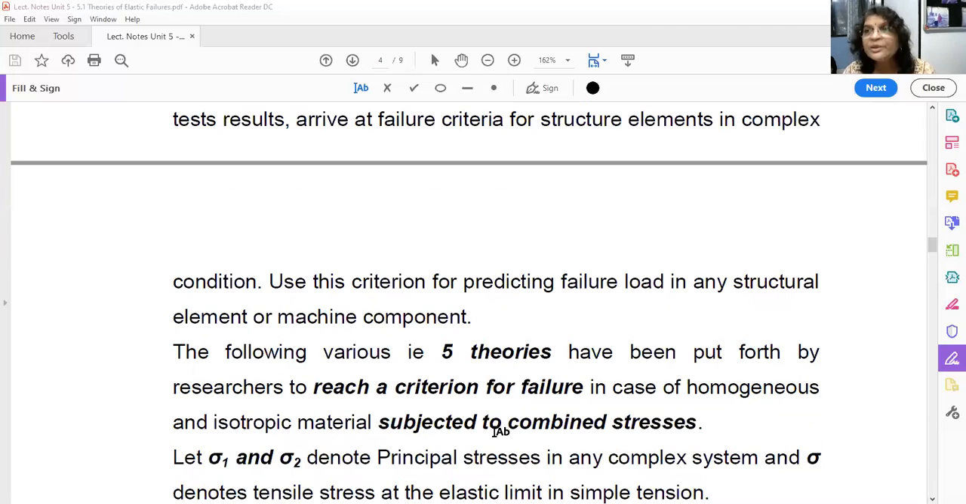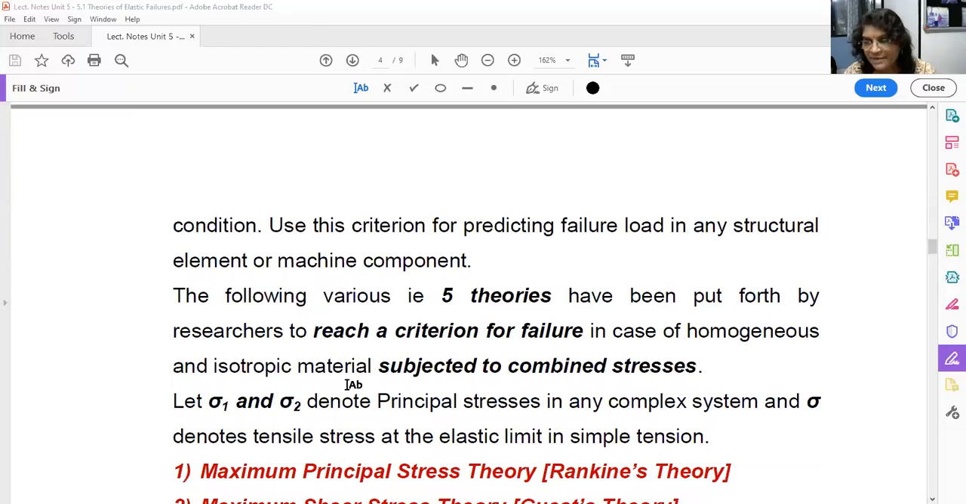What is the name? Theories of elastic failure. A mechanical engineer never requires plastic failure. We are always working in theories of elastic failure only. There are 5 theories suggested by researchers to reach a criterion for failure, for homogeneous and isotropic material subjected to combined stresses.